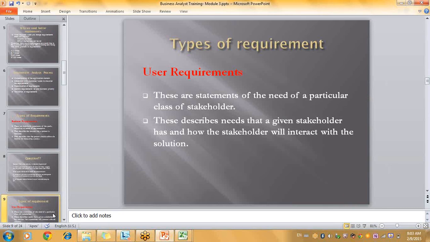So basically under these requirements, we mostly put the required wireframes or the UI prototypes under user requirements, user interface basically.